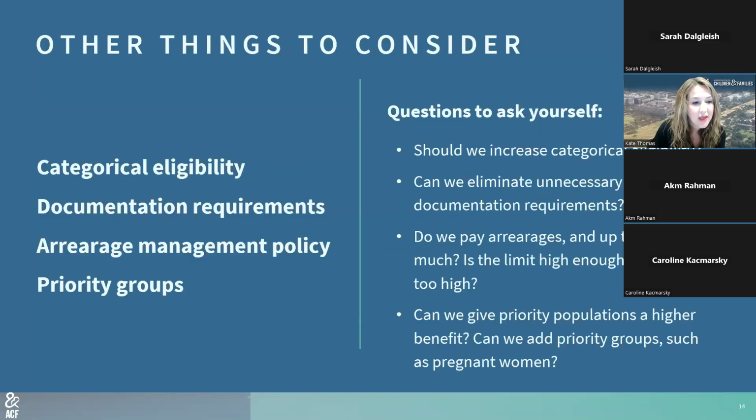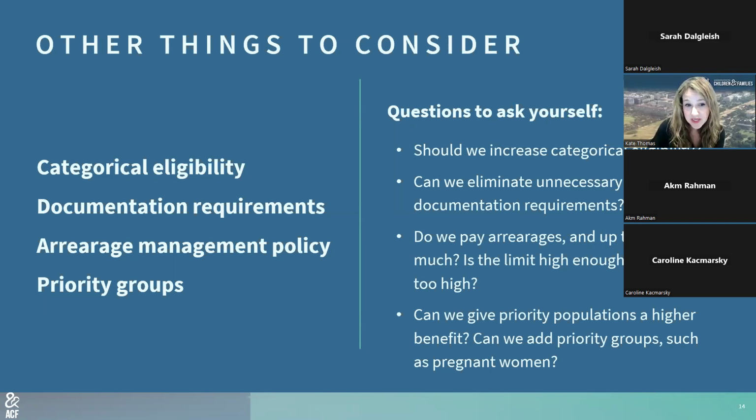And let me just go back here. Perfect. Okay, so this is a few other examples that you might want to consider and reasons you might want to adjust your matrix or your income caps. First, take a look at your categorical eligibility policy. Consider if you're deeming any population eligible for LIHEAP because they receive SNAP or TANF or SSI or a means-tested veterans program. Maybe you want to include one or more of these categories in the future.